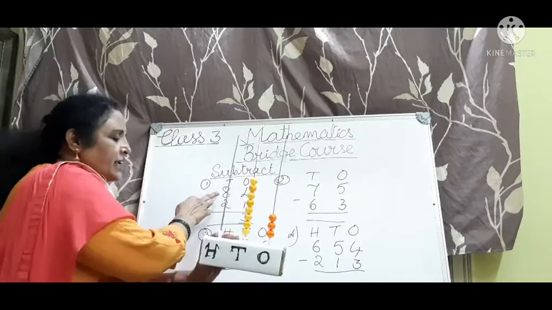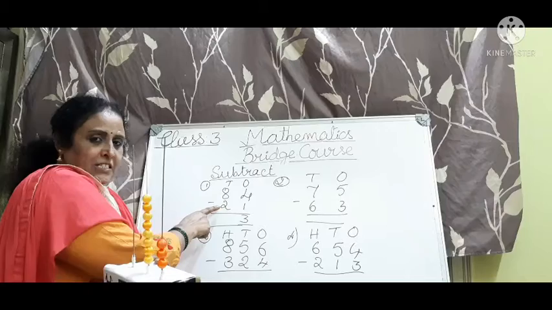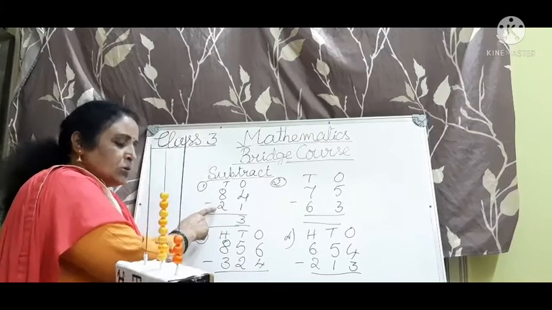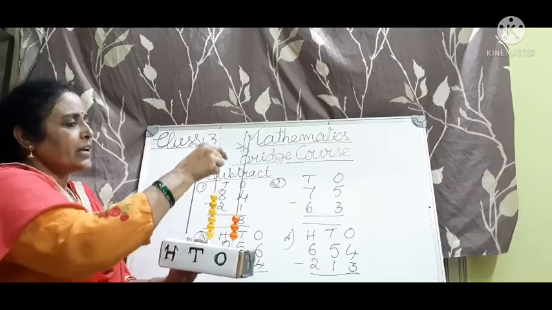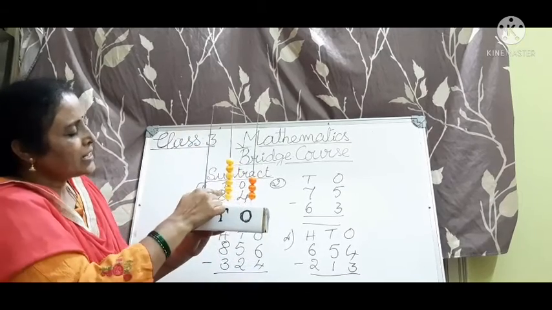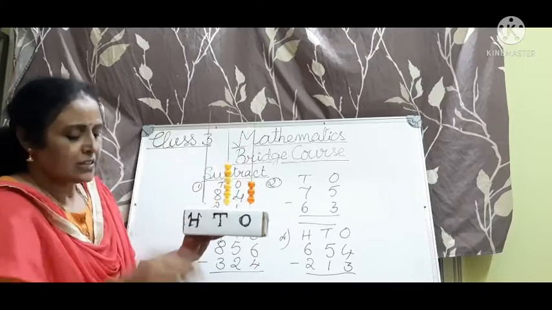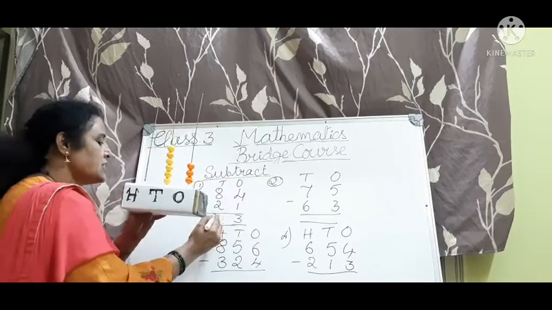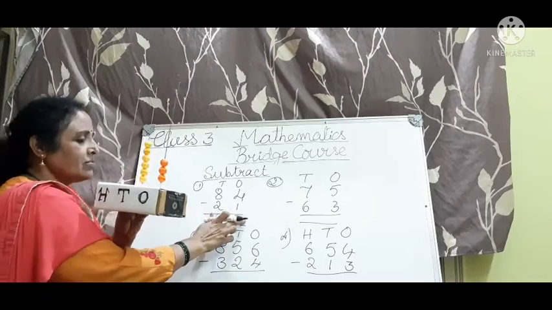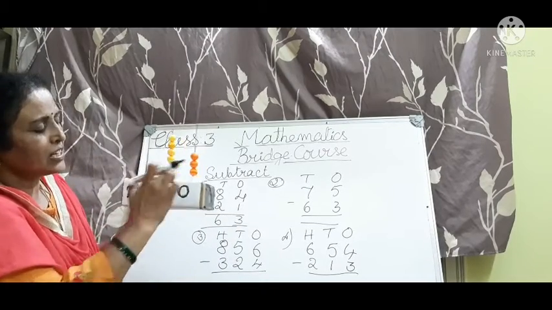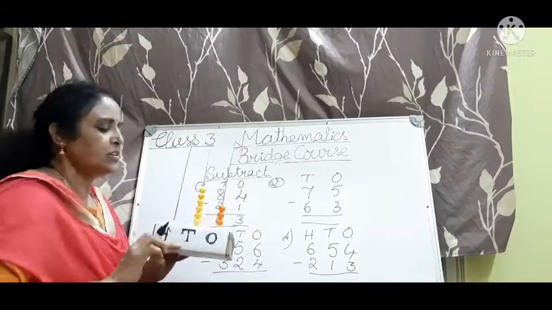Now from 8 tens we have to remove 2 tens. Then how many tens are remaining here? 1, 2, 3, 4, 5, 6. Then 8 minus 2 is 6. Now what is the answer? 63. Here 6, 3. Then 63. Okay. Now we will move on to next sum.